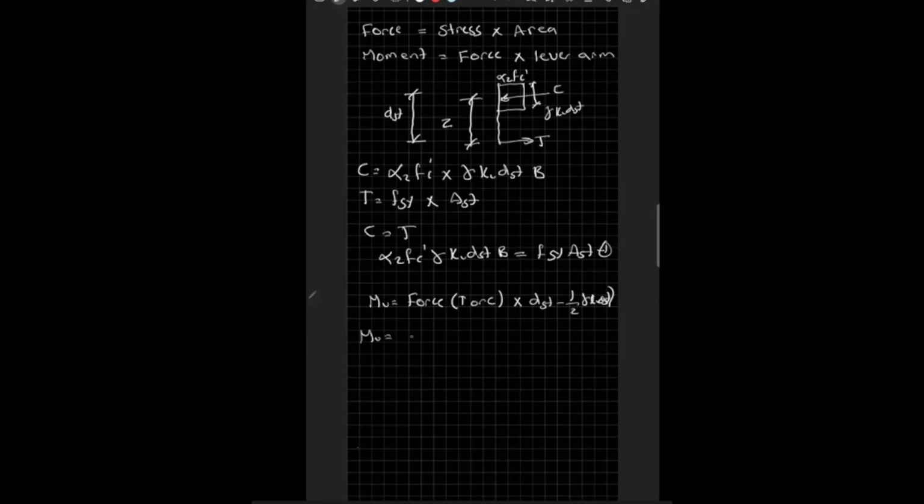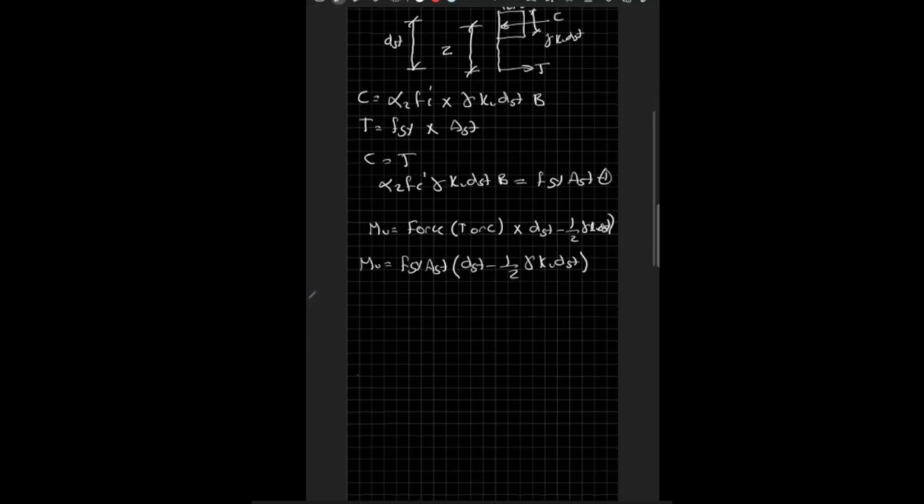Mu is equal to Fsy, let's take the tension, Fsy area of steel, multiplied by dst minus half gamma ku dst. Okay, we can then take dst common factor, therefore we can say Fsy area of steel, and then take dst common factor, then you'll have 1 minus half gamma ku, and that's it. Good. So we can call this equation 2, and I keep reaching the end of the page.